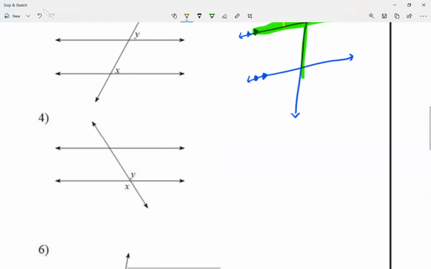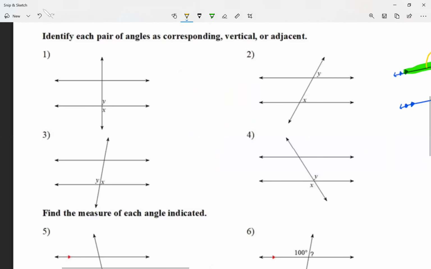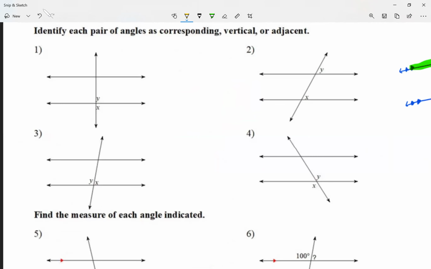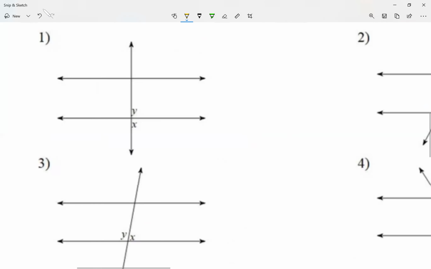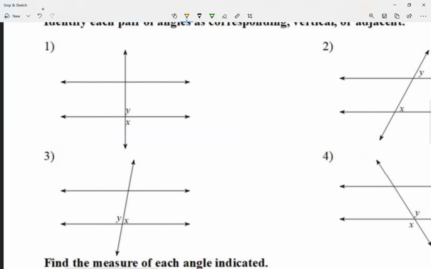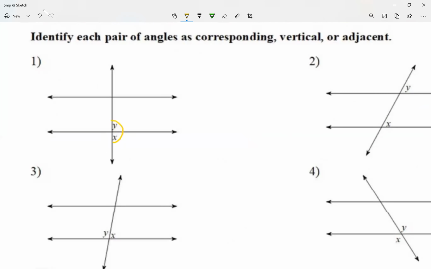So for the first part, I labeled two angles, X and Y. I'm not asking you to solve for X or for Y. I just labeled two angles. Looking at question number one, I'm looking at this angle here and this angle here, and I'm asking, identify each pair of angles. Pair means two angles. Identify each pair of angles as corresponding, vertical, or adjacent.